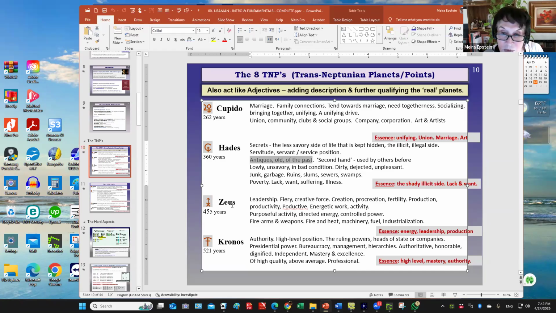And I'm reading the keywords: leadership, fiery, creative force, creation, procreation, which means fertility. It also has to do with production, with being productive, productivity, and energetic work and activity. So it's very energizing in a positive way. The book also says purposeful activity, which I like a lot. In other words, it's not scattered; it's energy, but directed at a goal. It's very focused. Directed energy, controlled power.